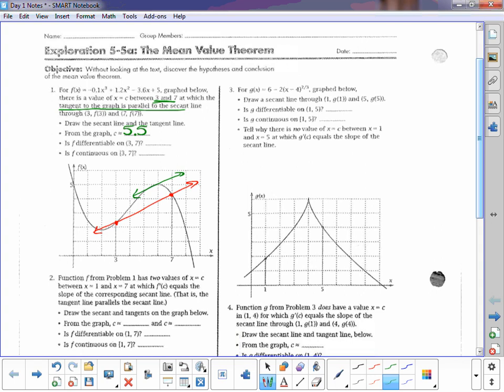All right. What does it mean to be differentiable? Yeah, you can take the derivative everywhere within there. So if I look at this part of my graph, from 3 to 7, can I take the derivative everywhere within there? Yeah. And another way that we can think of this, go ahead and write this on your paper: a differentiable function is smooth and continuous.